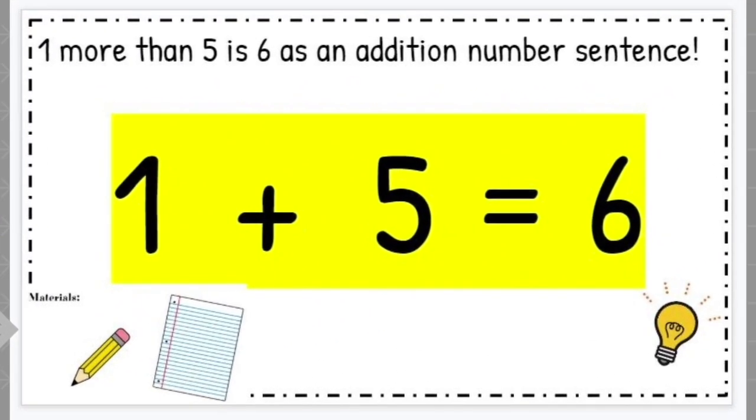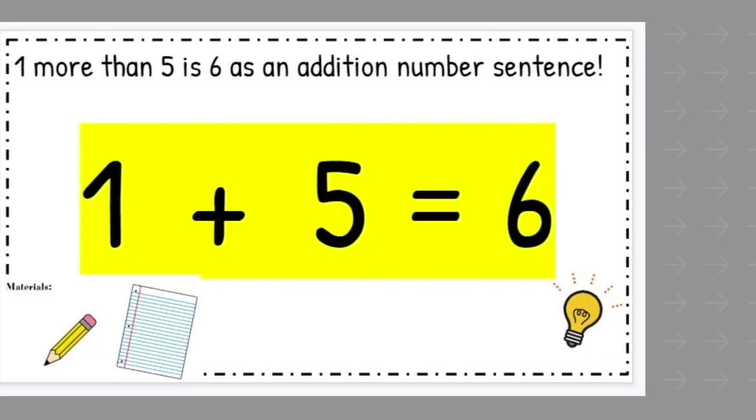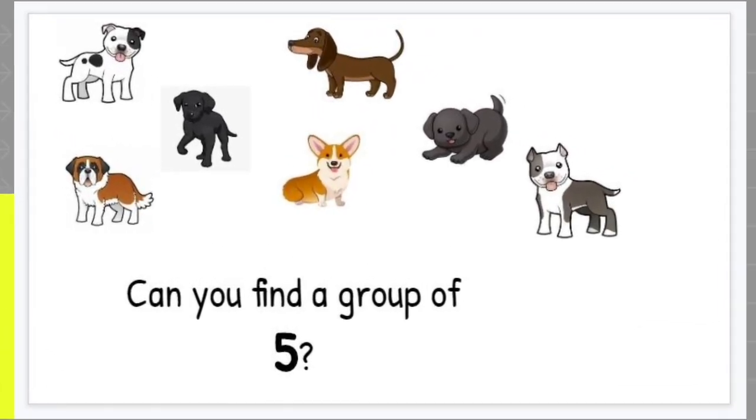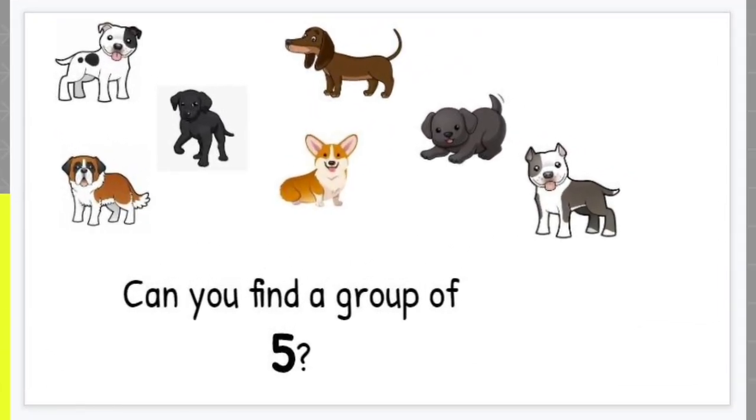Let's look at an addition number sentence. To show this as an addition number sentence, we would say 1 plus 5 equals 6. Go ahead and write that addition number sentence if you haven't already on your piece of paper with your pencil. Press pause and then play when you're ready. Okay.